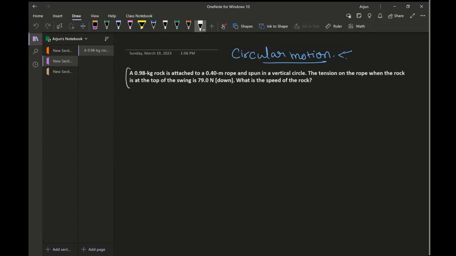So we are given that there is a 0.98 kg rock which is attached to a 0.4 meter rope, and it's spun in the vertical direction. The tension on the rope when the rock is on top of the swing is 79 newtons down. So Ft is given to me, which is equal to 79.0 newtons down. And what is the speed of the rock? We are looking for the speed.